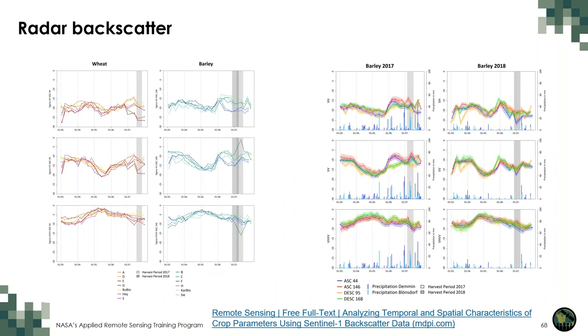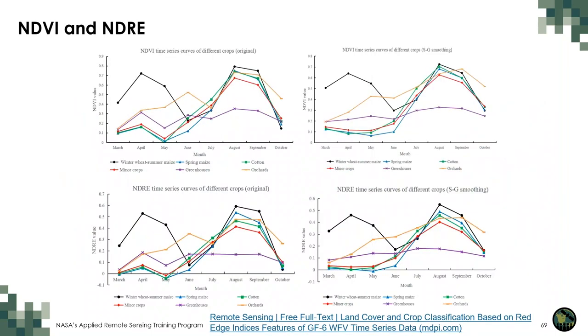As we can see in radar backscatter, there are obvious patterns and differences between wheat and barley, and even between different years. Similarly, it can be observed in optical indices. Comparing here, we can see both NDVI and NDRE. We can see there are quite a few differences in various crops, such as winter wheat, cotton, spring maize, and other various vegetation types.